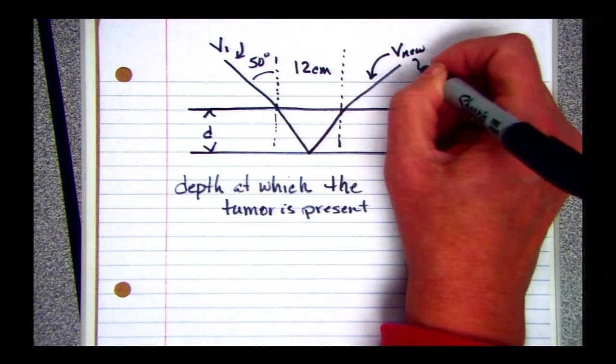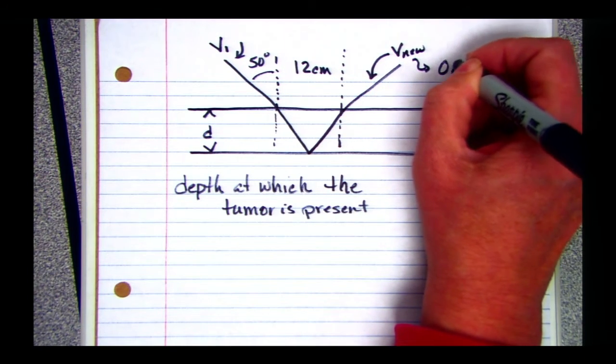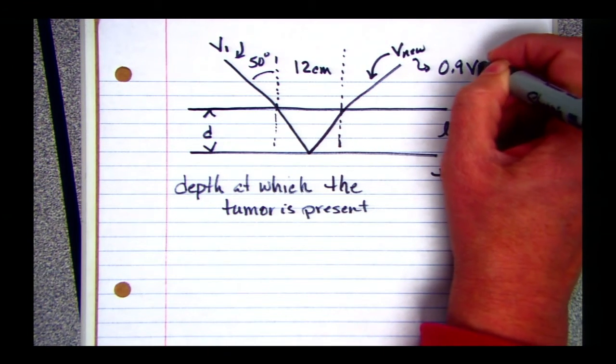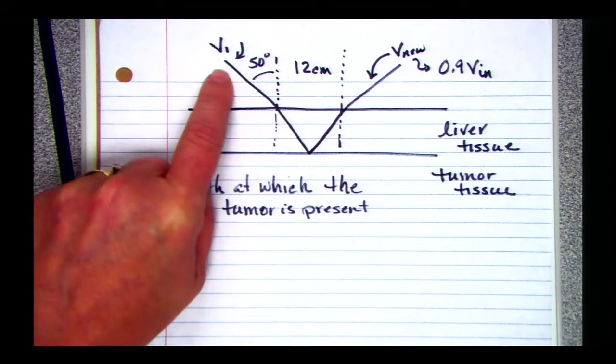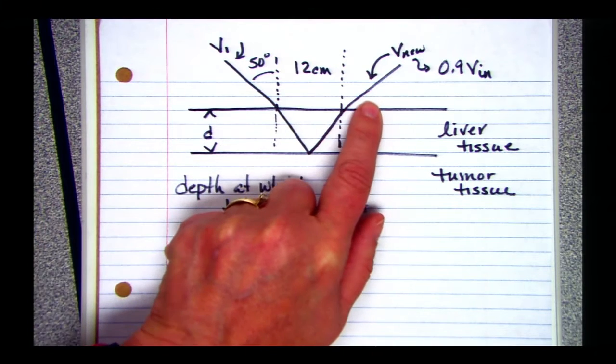Okay? This is something that's totally doable. We actually do it. We know the intensity of what we're sending in, and we can measure the intensity of what comes out, so we can relate it back to the speed. We can measure where it comes back out, so we can figure out what this is.